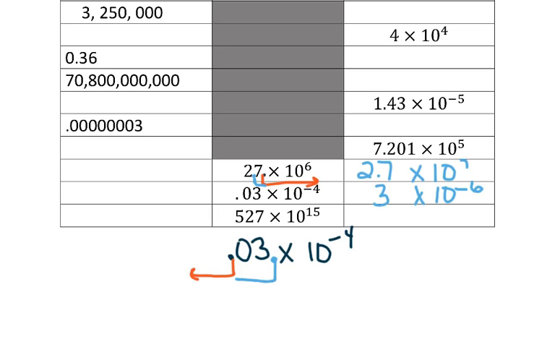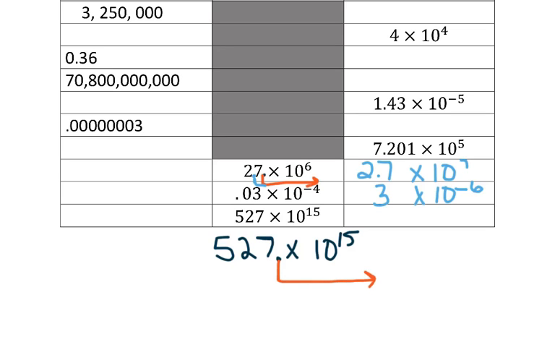Alright, let's do that last one there, 527 times 10 to the 15th power. I'm going to copy that one down here so we can all see it better. 527 times 10 to the 15th means I take the decimal point where it is, which means it's right here at the end, and I'm going to move it 15 times. The 15 is positive, so I need to move it 15 times to the right.